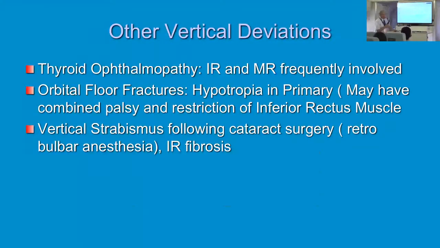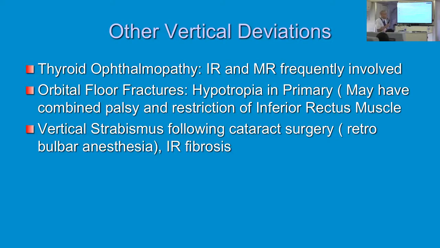So just some examples quickly of some other vertical deviations. Thyroid ophthalmopathy, you can have inferior rectus. Most involved are the inferior rectus, right, and the medial rectus. You get a hypotropia and esotropia with thyroid most of the time. On orbital fractures of the floor of the orbit, you can get an entrapped muscle, and you can get a hypotropia or even hyper if there's damage to the nerve.